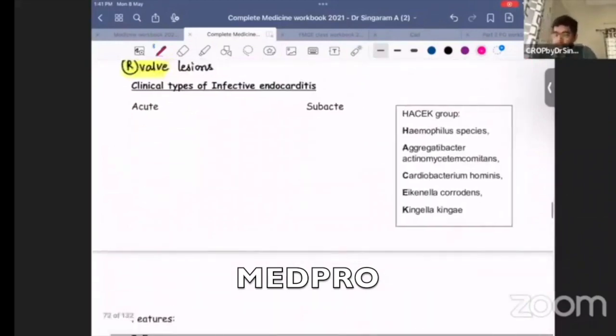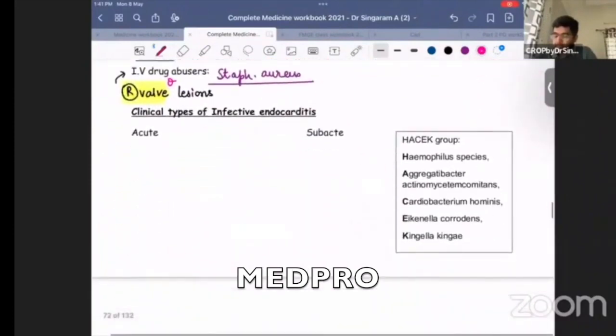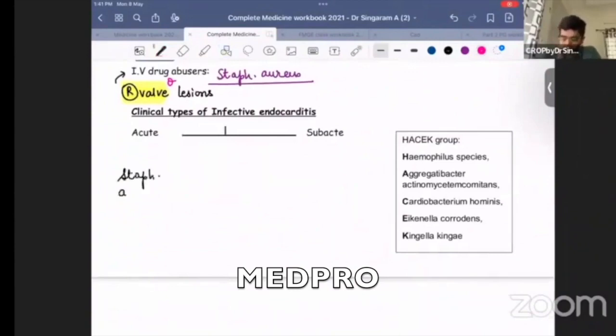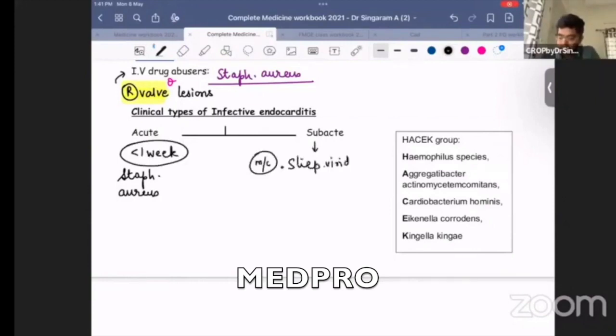And clinically, we can divide the endocarditis into two groups actually. One is called acute, another one is subacute. I have already told you. Acute is something related to Staph aureus, where the features will be like few days only, less than 1 week in duration. Whereas subacute is more than 1 week and is most commonly related to Streptococcus viridans. I have told you in the subacute category.